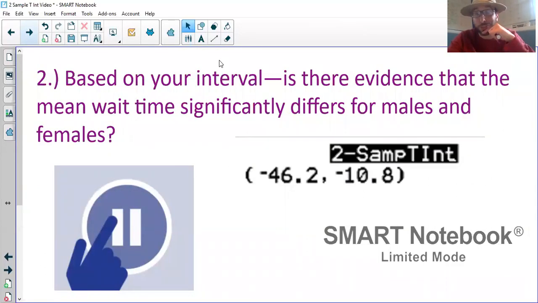And then we probably should not be surprised. We're going to see questions like this, very similar to what we saw with 2 prop Z. So based on this interval, now a second question: is there evidence that the mean wait time significantly differs for males and females? Pause it up. Try it out.